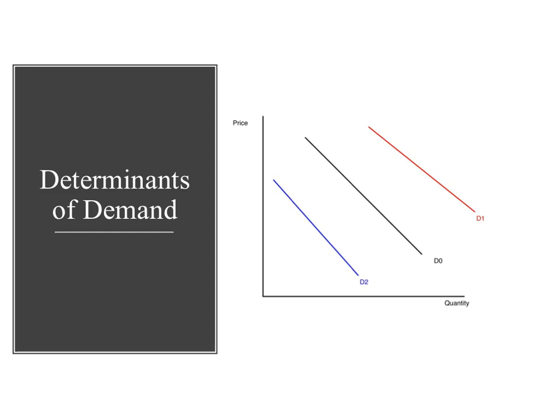The determinants of demand are those variables, those factors which cause a change in demand. These are the variables which cause the demand curve to shift. For example, a movement from D0 to D1 would be an increase in demand. Quantity demanded is higher at every price. A movement from D0 to D2 would illustrate a decrease in demand at every price. Quantity demanded is lower.